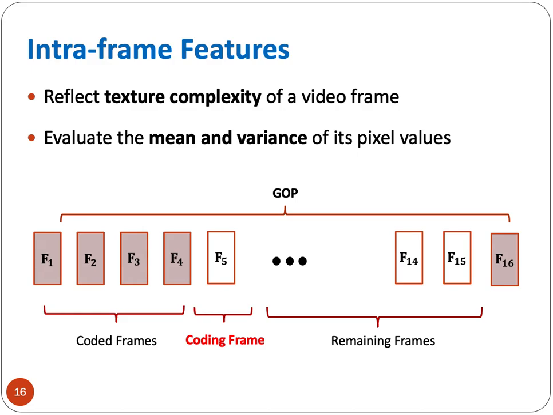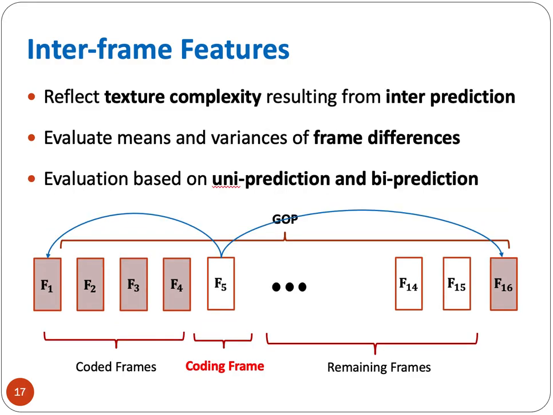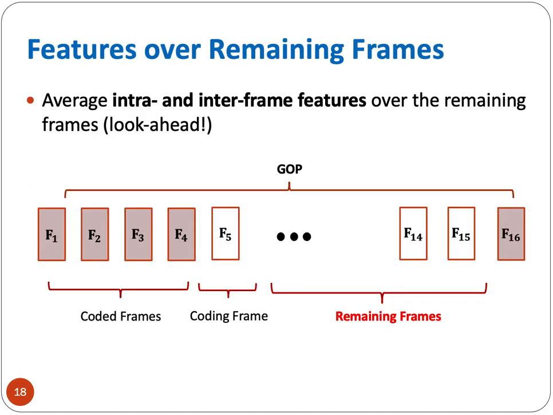The intra-frame features reflect the texture complexity of the video frame by evaluating the mean and the variance of its pixel values. The inter-frame features reflect the texture complexity resulting from inter-prediction by evaluating the mean and the variance of the frame difference through uni and bi-prediction. The features over remaining frames average the intra and inter-frame features over the remaining frames.